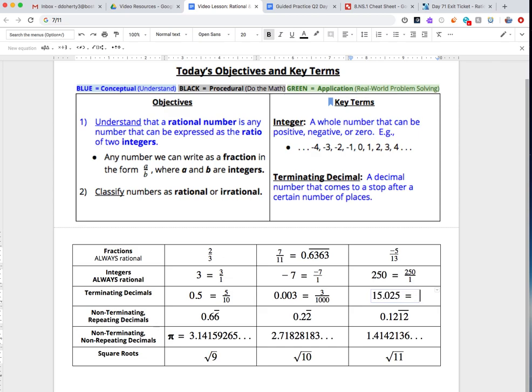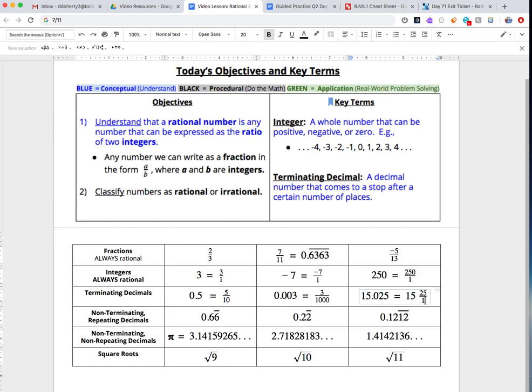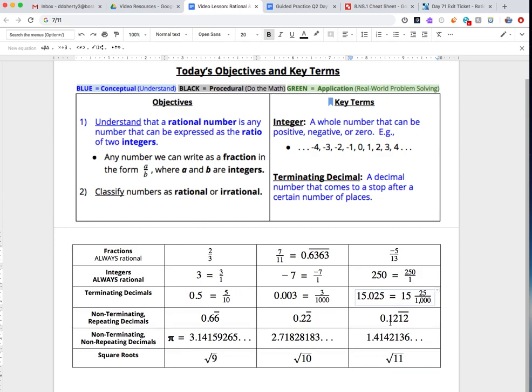15.025 we could rewrite as a fraction. It would just be 15 and 25 over 1,000, or 25 thousandths. We could simplify this fraction further, but we don't need to. We know terminating decimals, if they come to a stop, are also always going to be rational.